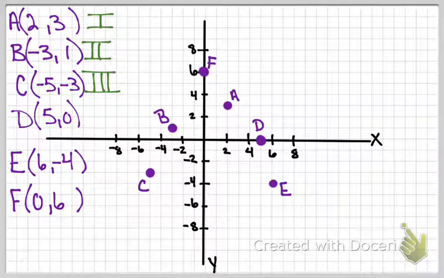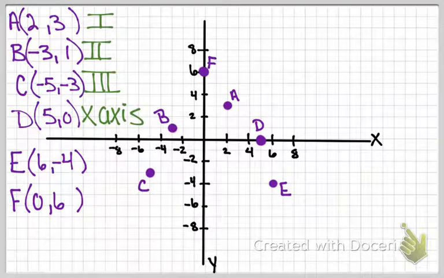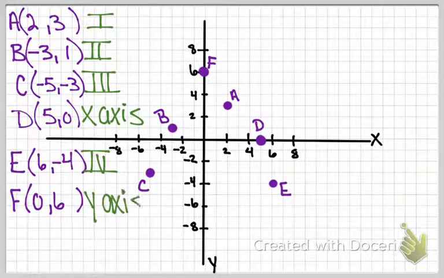What do you think? Is it in a quadrant? No, point D is right on the x-axis. What about point E? And point F? Y-axis. All right, so that's location. If it's right on the line, it's either x or y-axis.